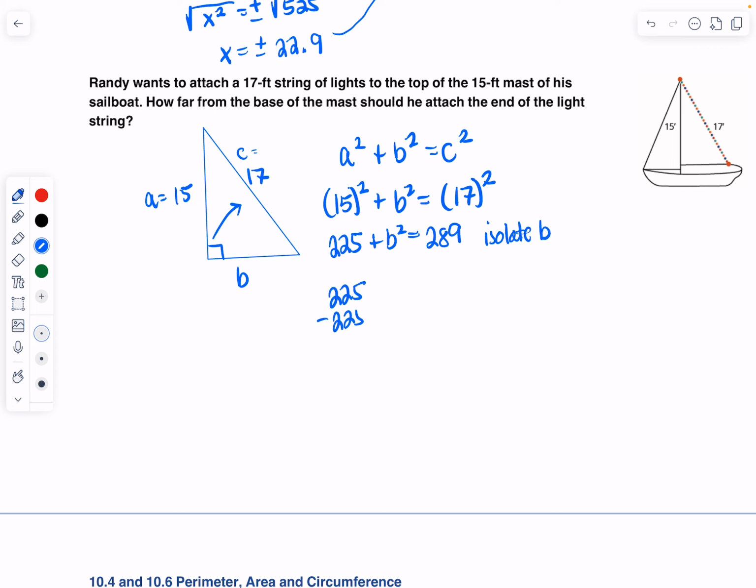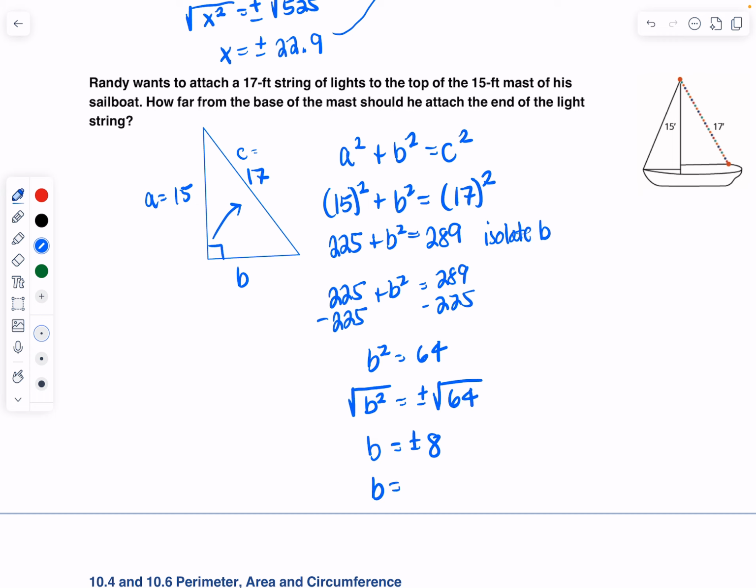Now, I have to get B squared by itself, so we're going to isolate B. So I'm going to subtract off 225 from this side. So B squared equals 64. Okay, so my last step is to get B by itself. So I'm going to use the square root property. So I'm going to take the square root of B squared. And what I do to one side, I have to do the other. So square root of 64. So I get B equals plus or minus 8. Again, we're talking about length. So the answer to this would be positive 8 feet.